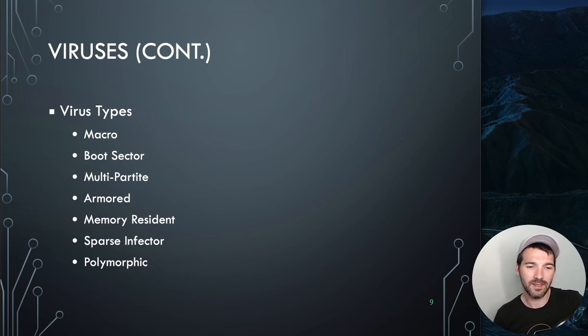Polymorphic is also interesting. It's a little less effective nowadays because we've moved into heuristic-based detection for viruses versus signature-based. But polymorphic viruses essentially rewrite themselves each iteration, or commonly each iteration of the virus, in order to avoid detection.